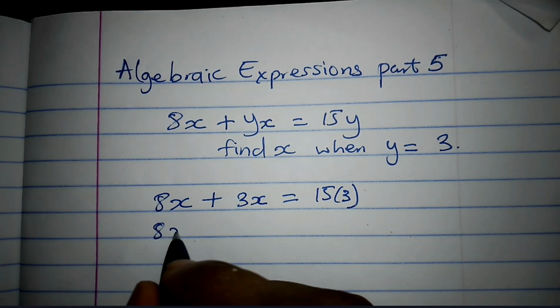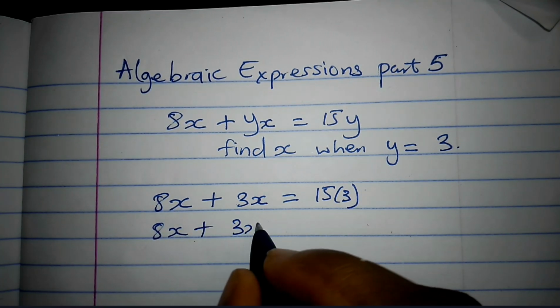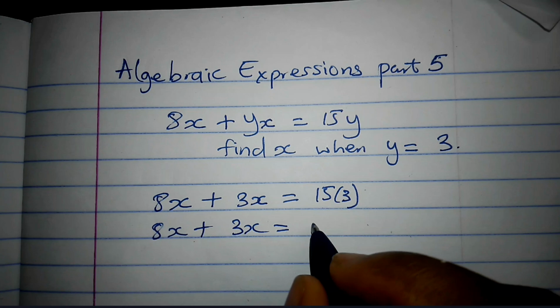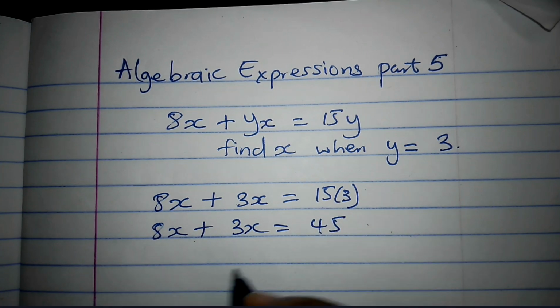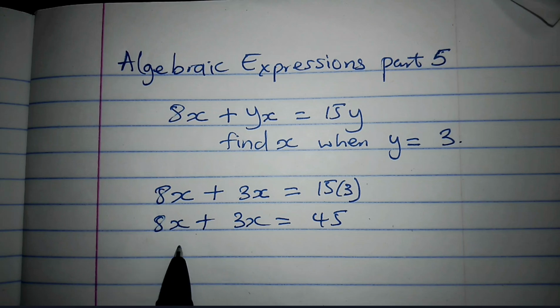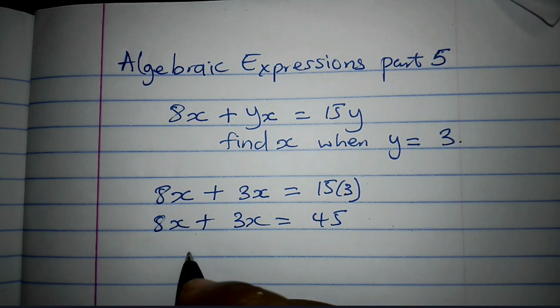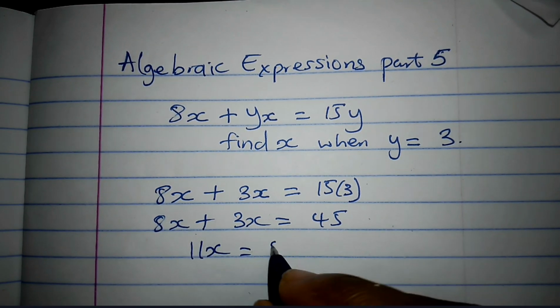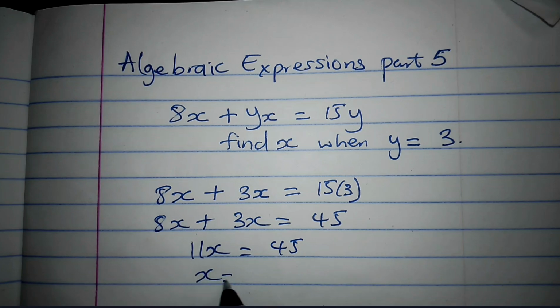So solving this, we have 8x plus 3x. 15 times 3, that's going to give us 45. So when we add these two, what are we going to have? 8x plus 3x, that's 11x is equals to 45. Therefore x is equals to 45 all over 11.